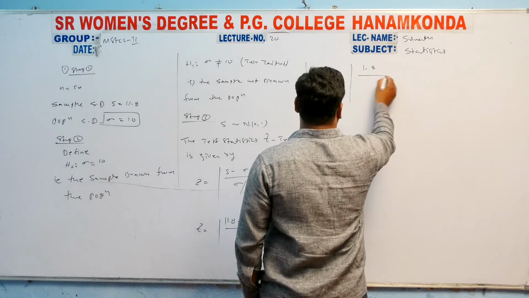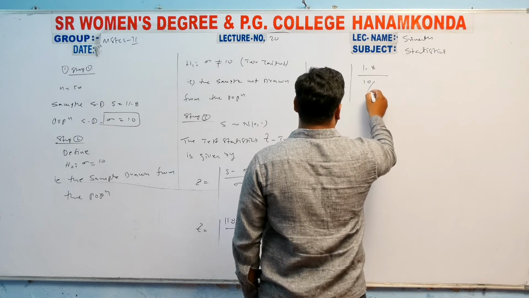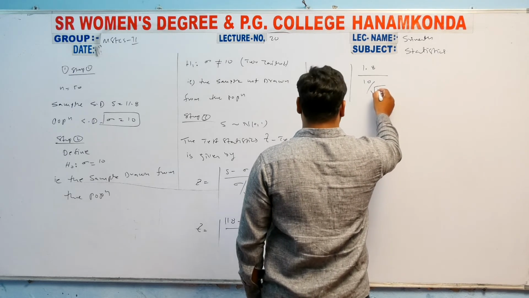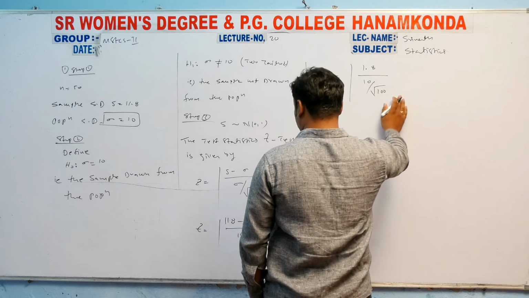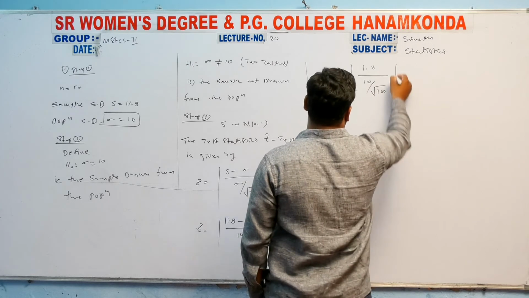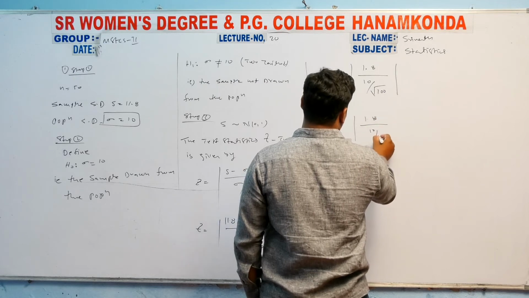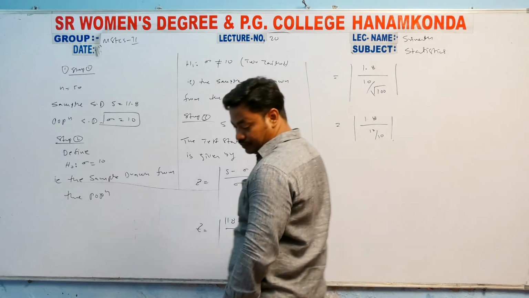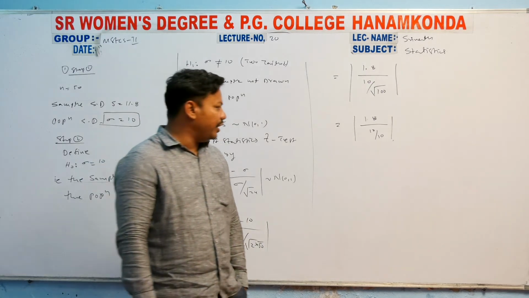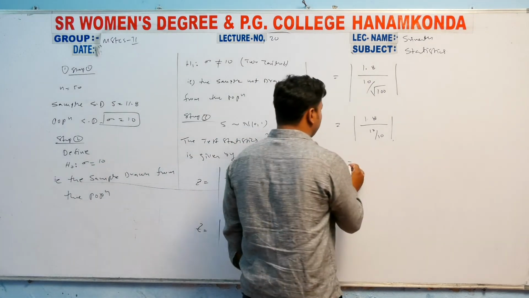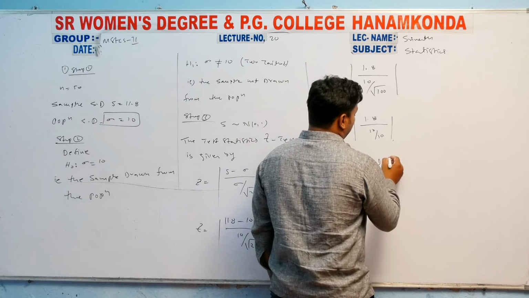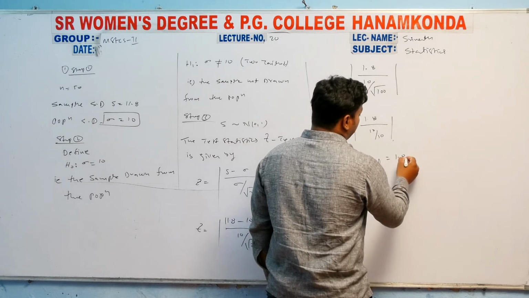1.8 by 10 by under root of 100, that is 1.8 and 10 by 10. Finally, the Z calculated value is 1.8.